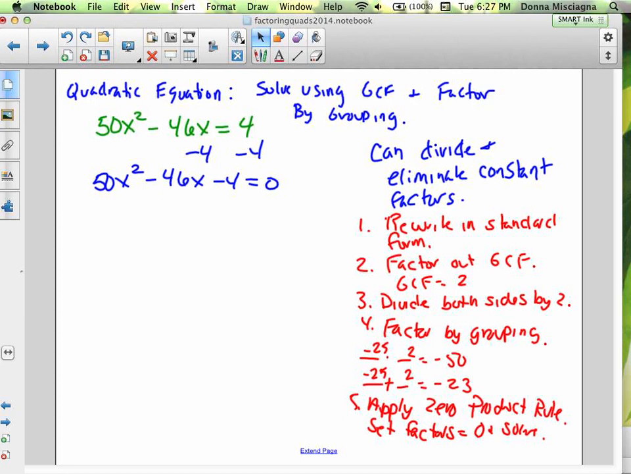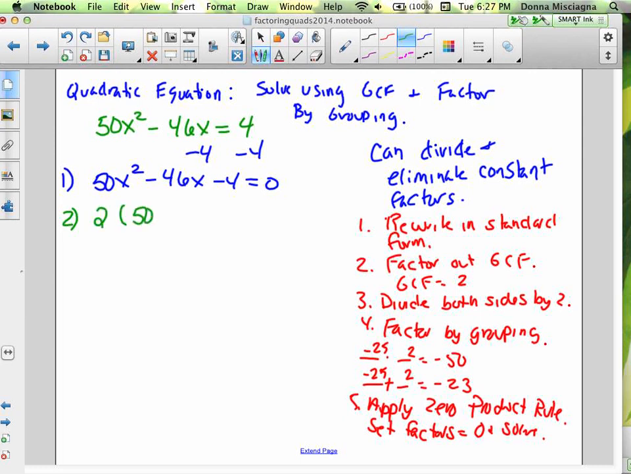So this, by the way, was step number 1. We put it in standard form. And the steps are off to the side there. Step number 2, we're going to factor out our greatest common factor. So we'll factor out the 2. Now 50x squared divided by 2 is 25x squared. Negative 46x divided by 2 is a negative 23x. And negative 4 divided by 2 is a negative 2.